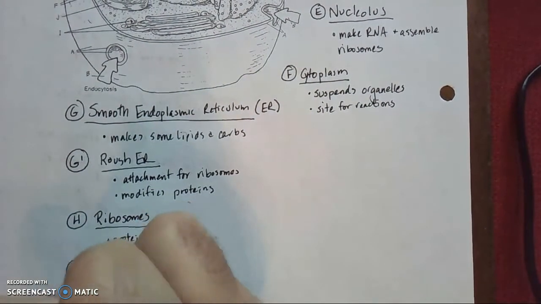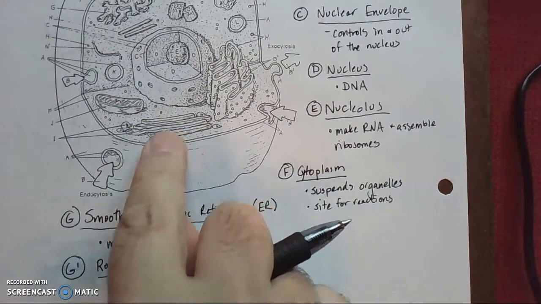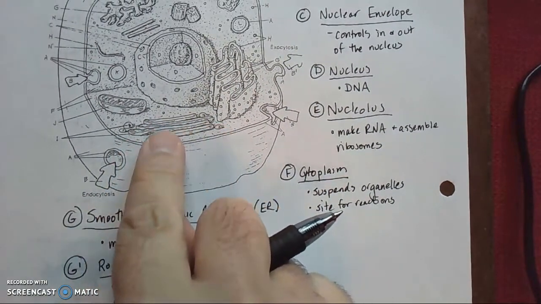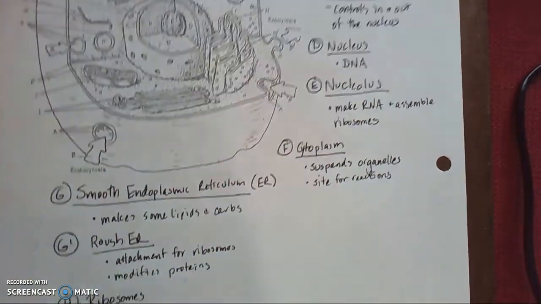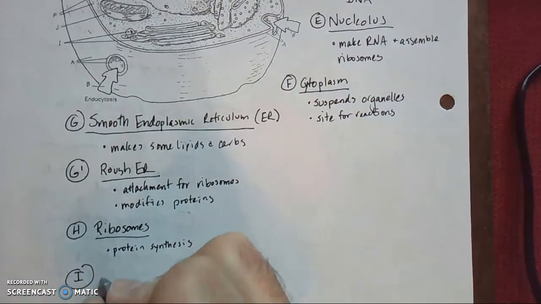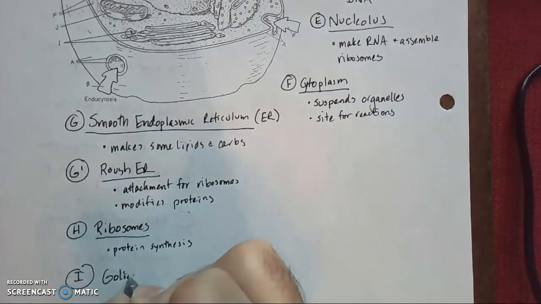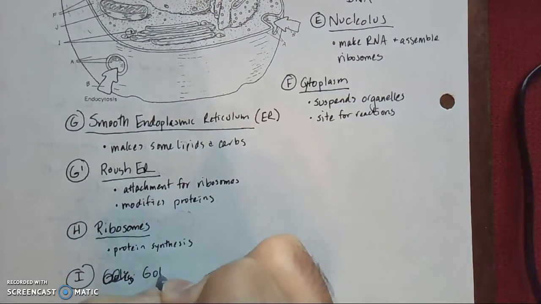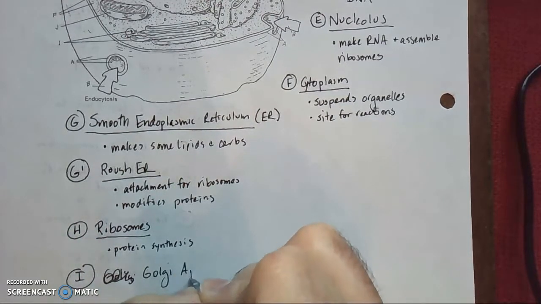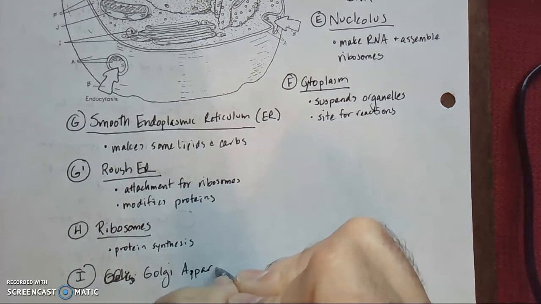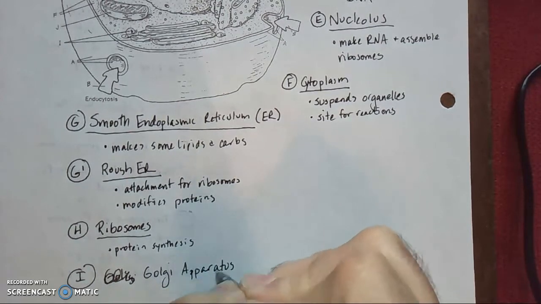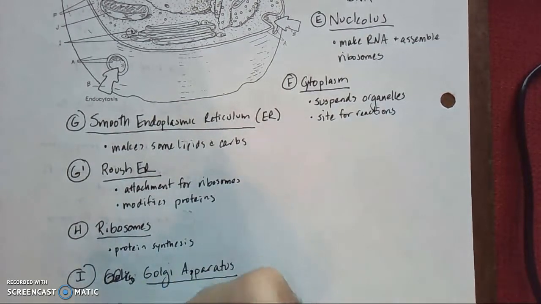I, which kind of looks like these flattened sacs with little bubbles on the end. This has a funky name also. This is called the Golgi apparatus or Golgi complex. This modifies and packages proteins.